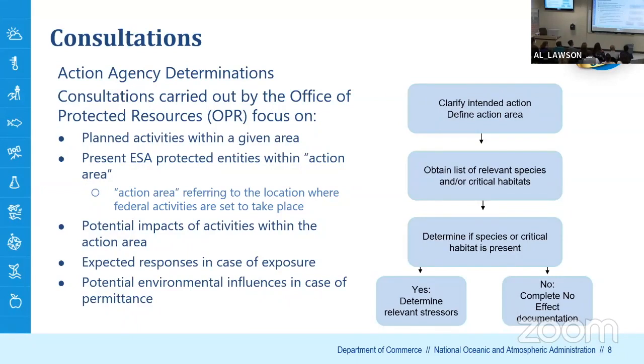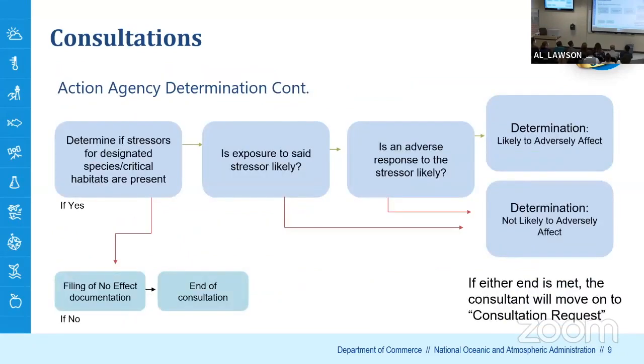So the action agency will bring to us, and this could be any agency or line office, an action area, a defined border of where they want to do a given thing. We'll clarify the intended action, define the area, and obtain a list of relevant species and or critical habitats. So that's primarily what I worked on. That's where I fit into the whole scheme. Determine if the species or critical habitat is actually present. And then, yes, we'll determine relevant stressors. No, we'll just complete the documentation designed as no effect.